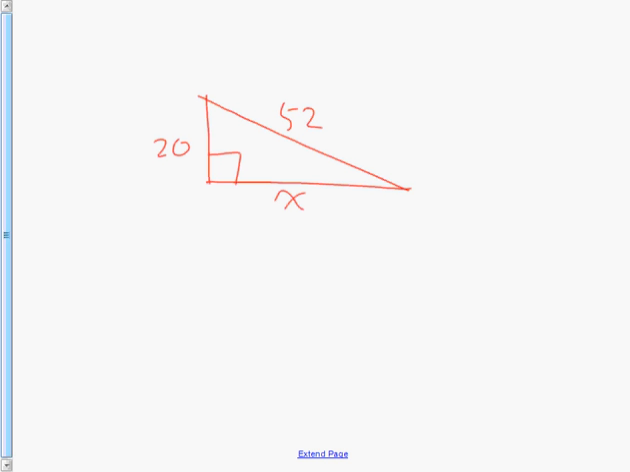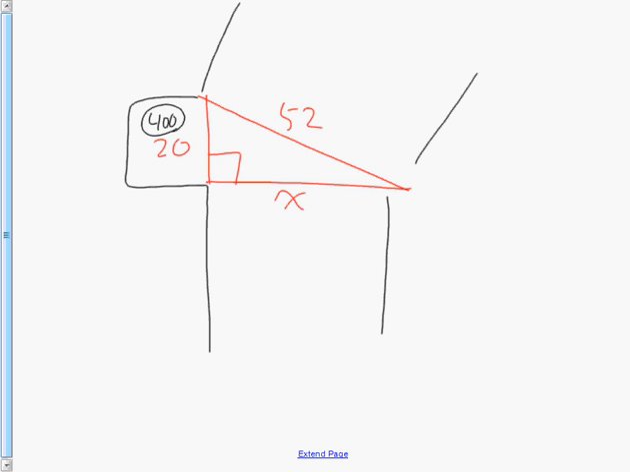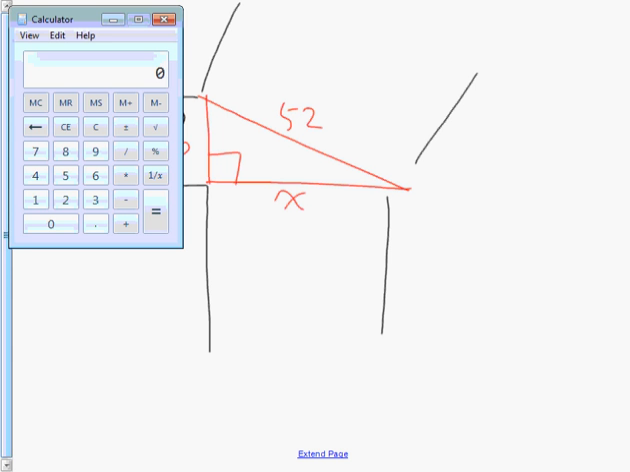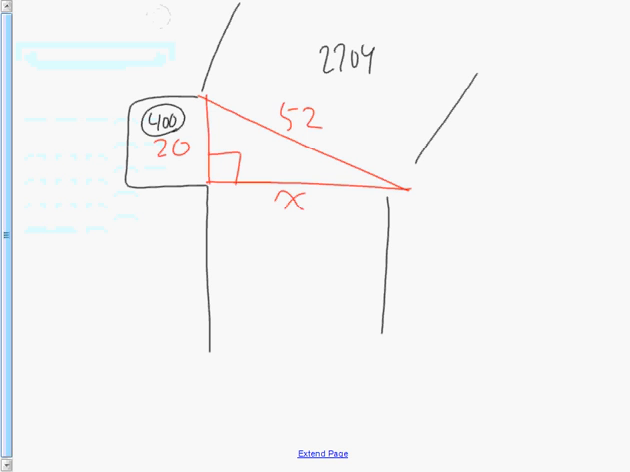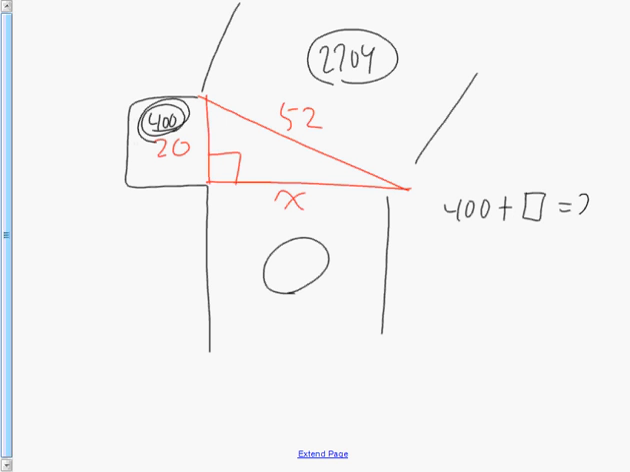The first thing we could do is draw squares onto each of them. Inside each of those squares, calculate the area. So if the side length is 20, the area of this square will be 400. If the side length is 52, the area of that square will be 52 squared. So 52 times 52 will be its area, which will be 2,704. And what Pythagoras said is the area of this square plus the area of this square, or the two legs, will equal the area of this square. So 400 plus something unknown will equal 2704.